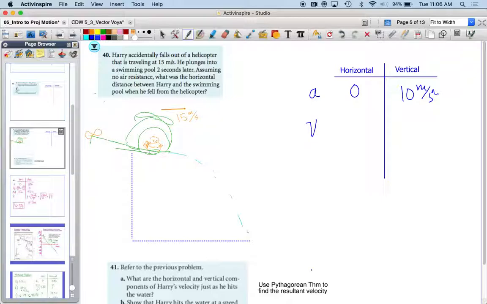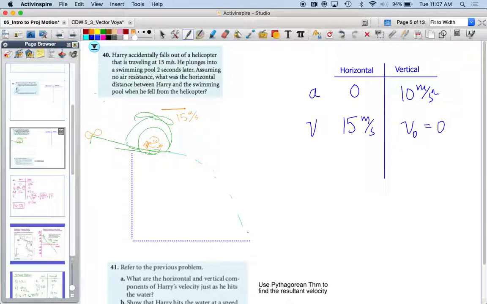The velocity, what do we know about the velocity? Here we have Harry flying in a helicopter, and unfortunately he falls out of the helicopter. So that means when he falls out, he's going to have the same speed as the helicopter in the horizontal direction, which is 15 meters per second. Since he kind of falls out of the helicopter, it also means that in the vertical direction, his initial velocity is going to be 0.